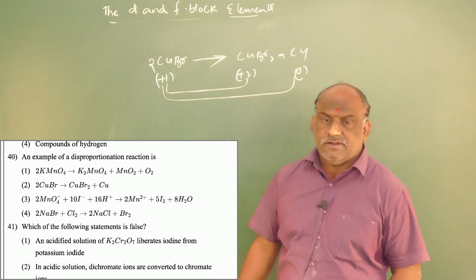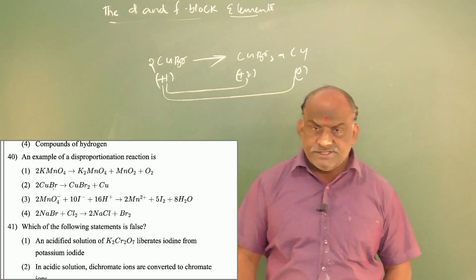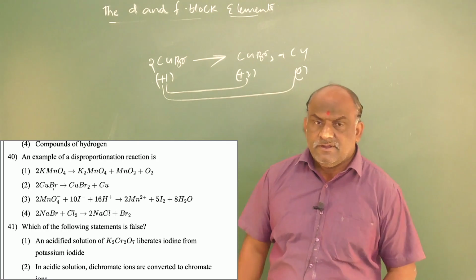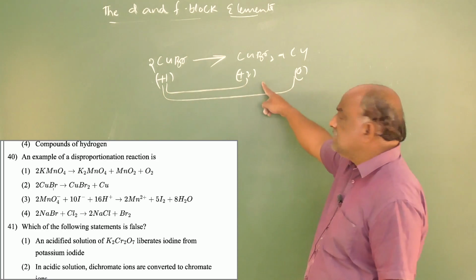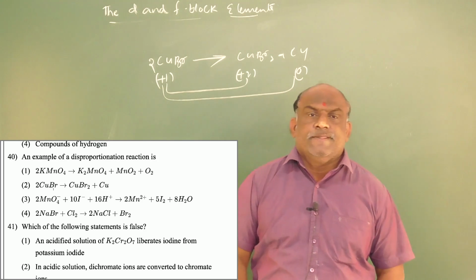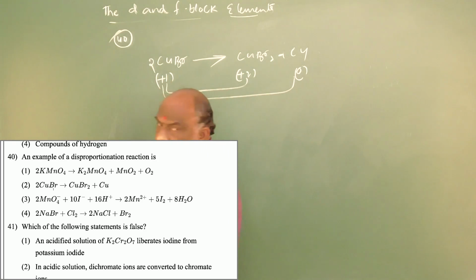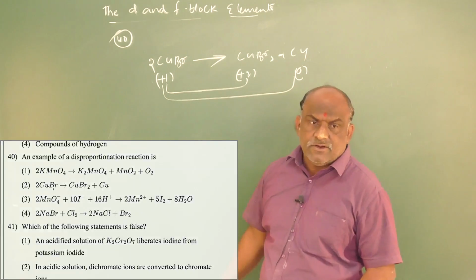This is an example of a redox reaction, where a single element undergoes oxidation as well as reduction. The oxidation state of the reactant is an intermediate of the oxidation states of the products. So this is an example of a disproportionation reaction. The second option is the right answer for question number 40.